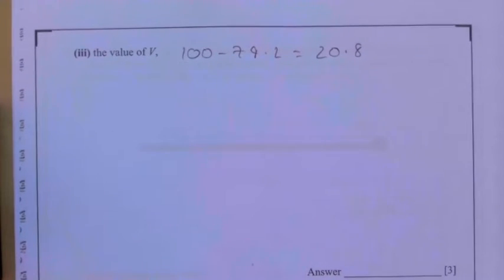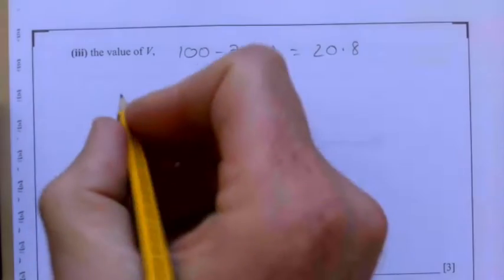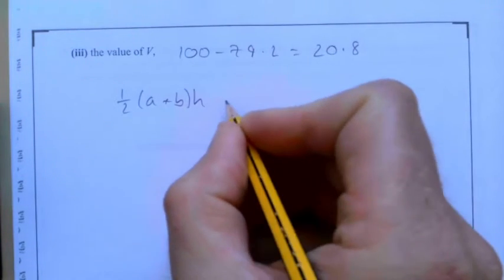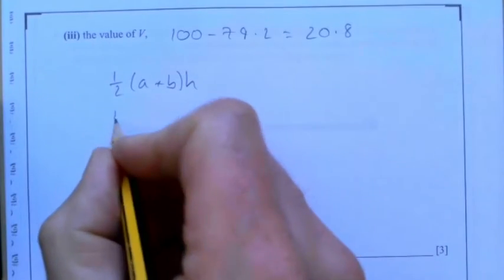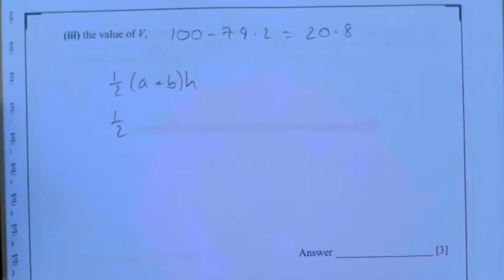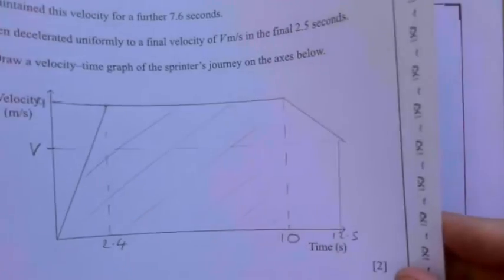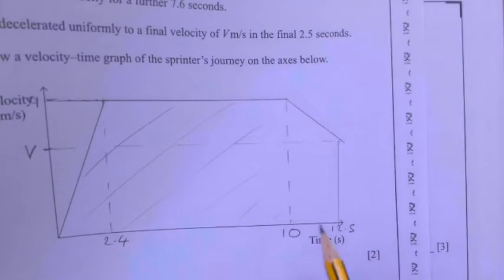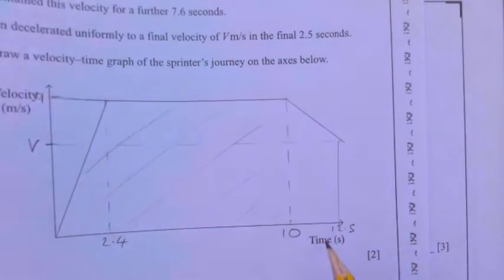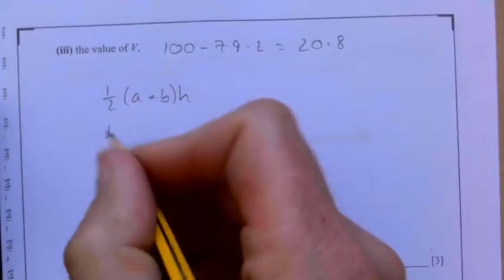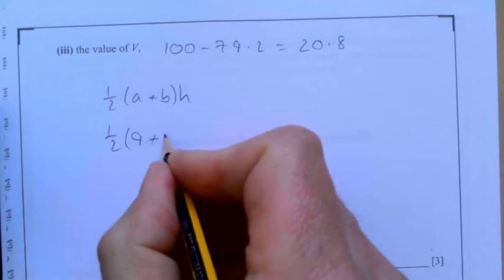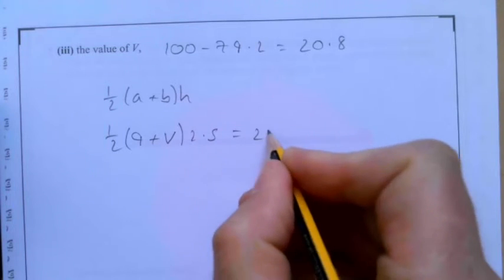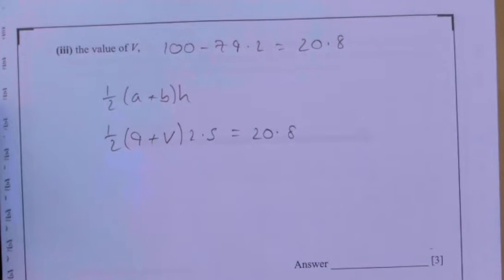So our area of a trapezium is a half (a plus b) times h. And so it's a half. These are the two parallel sides. That's a 9 and that's a v. And then the height is 2.5. So we're going to have half times (9 plus v) times 2.5, and that gives 20.8.